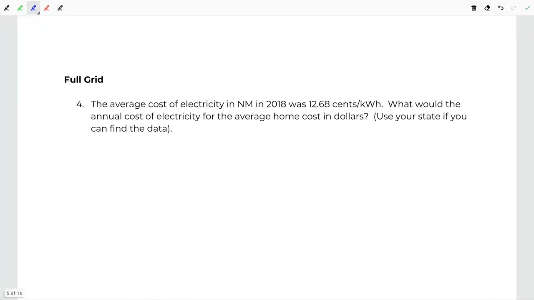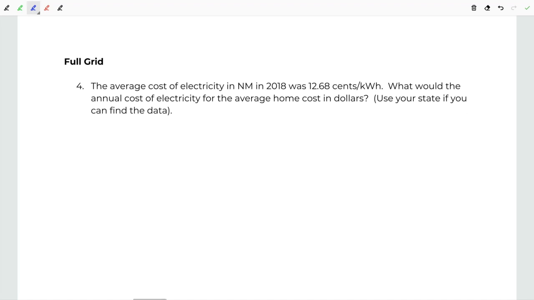So now we're on to a full grid system. We're no longer looking at using solar panels. We're looking at using the electricity that comes from the wires, that comes from the central station. Because eventually what we're going to do is compare multiple systems to find out which one is the cheapest in the long run or the short run or anything like that.